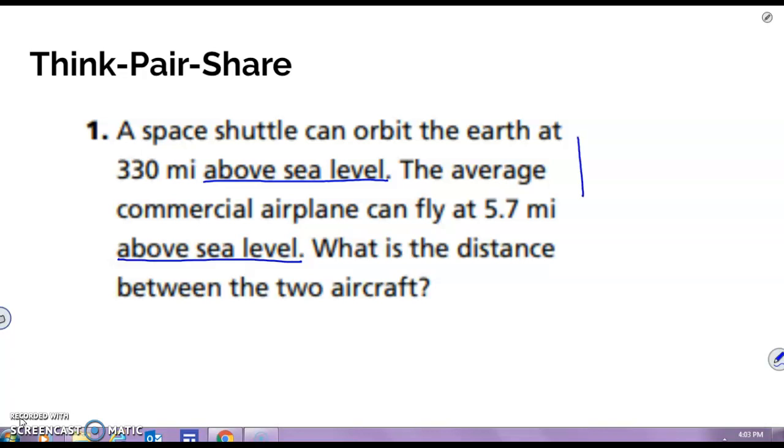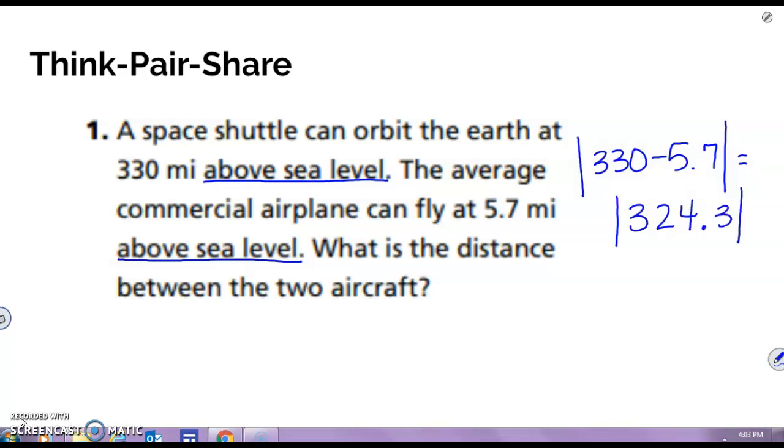That's the absolute value of 330 minus 5 7/10. Here we're subtracting a smaller number from a bigger number, so we do not have to worry about our integer rules. We simply subtract 330 minus 5 7/10, which gives us the absolute value of 324 3/10. The absolute value would equal 324 3/10. So the distance between the two aircraft is 324 3/10 miles.